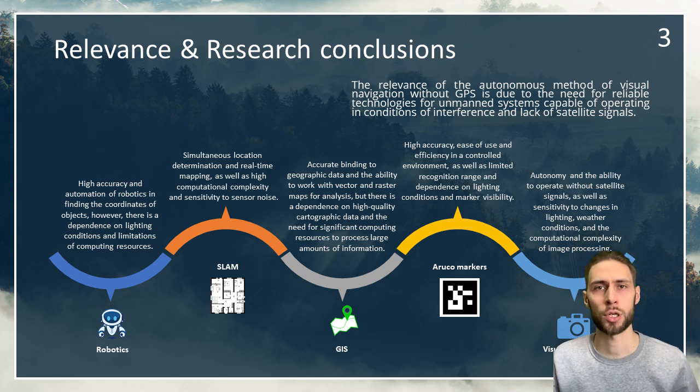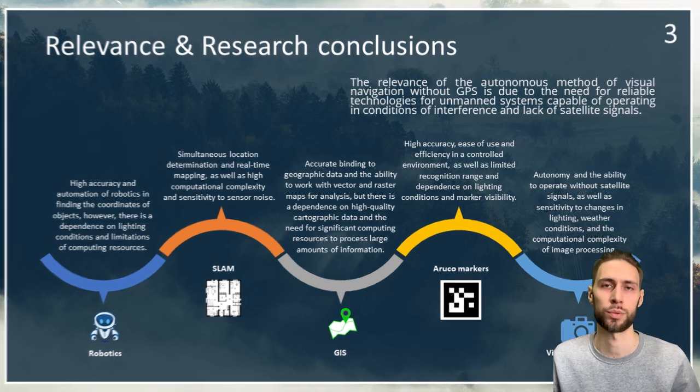In our research, we paid attention to visual navigation technologies using a camera. They allow working autonomously even in environments without a GPS signal. Also, they remain sensitive to lighting, weather, and sensor noise. However, with the help of adaptive algorithms, the accuracy of calculation using this approach can be significantly improved.